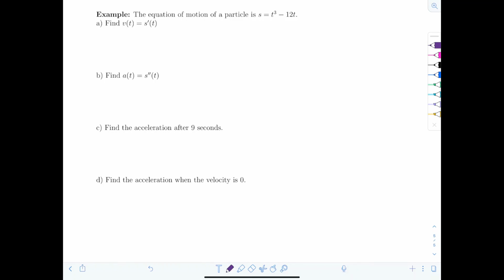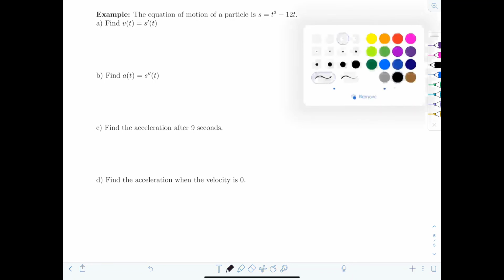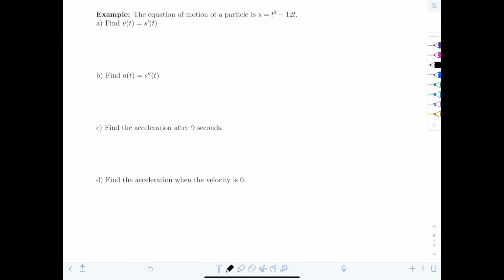Now, the last example of the lesson deals with particle motion. So the example is as follows. We are going to work with the equation of motion of a particle, and it's given by s equals t cubed minus 12t. I'll say s, the position, is in meters. All right, so the first part asks us to find the velocity function v of t, which, if you'll recall, is equal to s prime of t, the derivative of the position function.